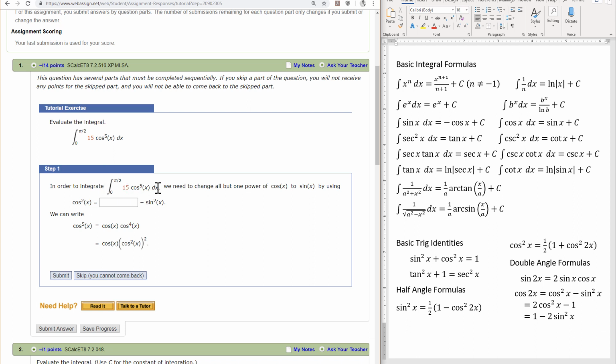Alright, so in order to integrate this, we want to change all but one power of cosine to sine. And so we're going to split this up into cosine x times cosine to the fourth x. Now cosine to the fourth x is the same as cosine squared x squared. And so if we can replace this cosine squared x with something with a sine, then that's going to be our key. And our basic identity is sine squared x plus cosine squared x is equal to 1. So if we solve for cosine squared x, we're going to get 1 minus sine squared x.